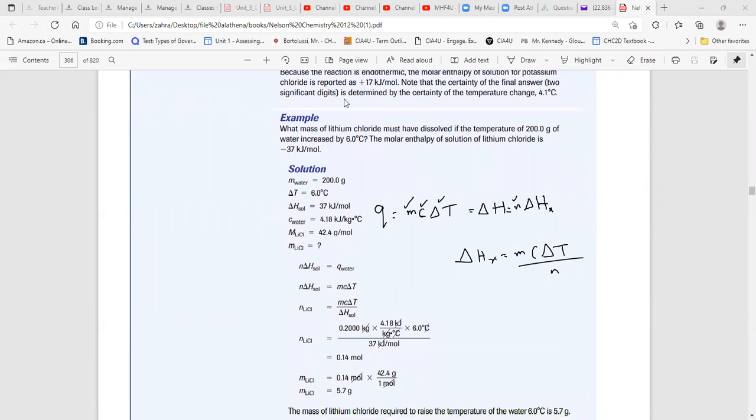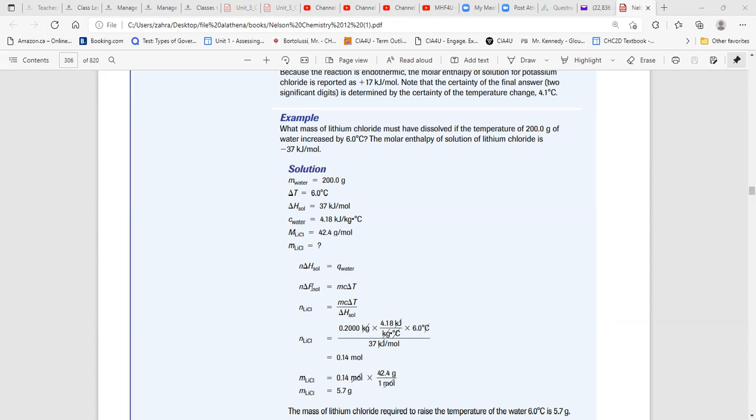So let's just see the next question. Let me erase that. What mass of lithium chloride must have dissolved if the temperature of 200 grams of water increased by 6? Increased by 6 means your delta T is 6. Here is the mass of the water. We know the heat capacity of the water is 4.18. The molar enthalpy of the solution is negative 37. So again, we know the Q of the water is N multiplied by delta H of the solution. Q is MC delta T, we have M, we have C, we have delta T.